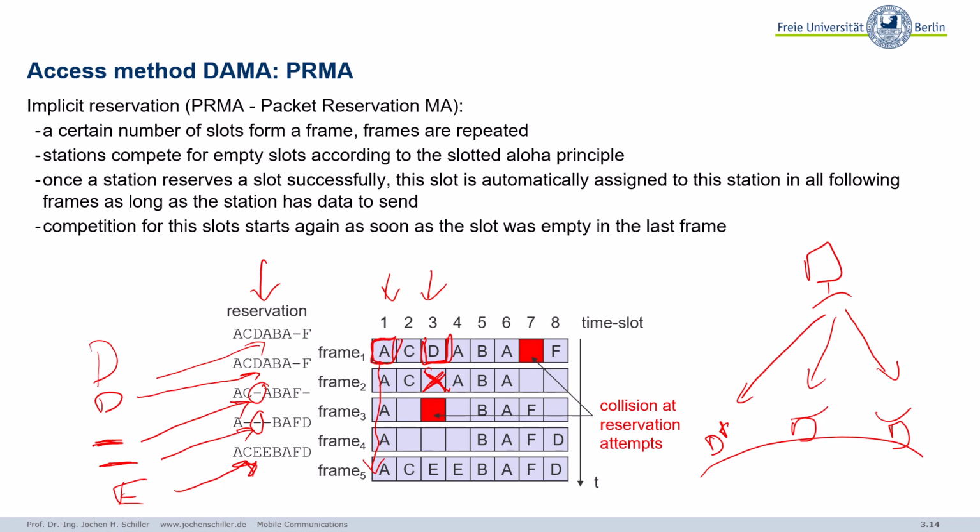No one explicitly makes a reservation, but as soon as the satellite signals that there's an empty time slot, the ground stations may compete for this time slot, and then the satellite again signals the competing stations if the competition was successful for one of the ground stations or not. So that's another scheme.